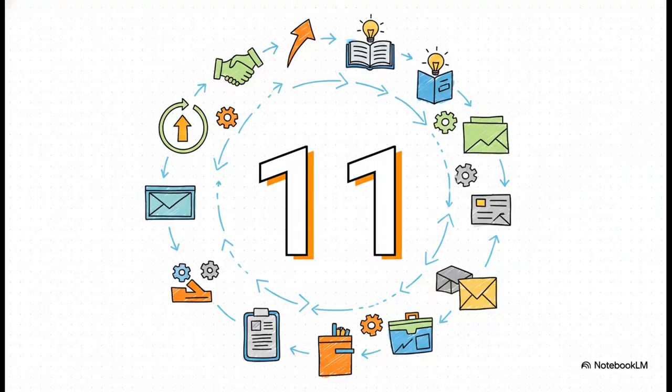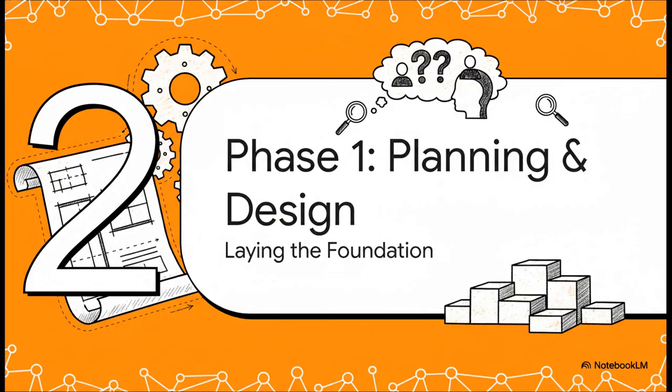So what's the secret sauce here? What makes this model actually work? It all boils down to this number, 11. The entire blueprint is built on 11 very specific, very actionable steps, and we're about to break them down phase by phase. Okay, let's get into it.